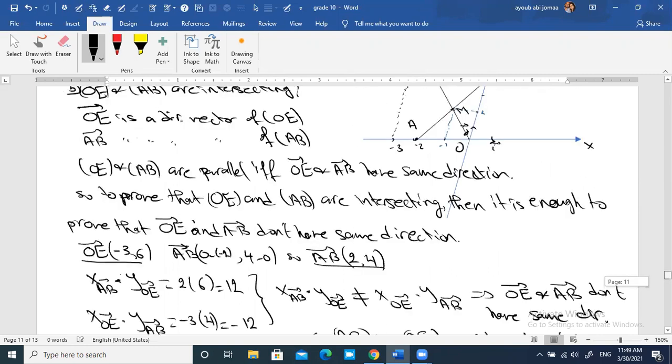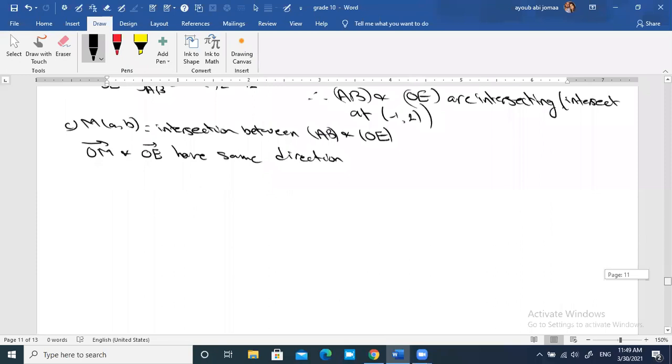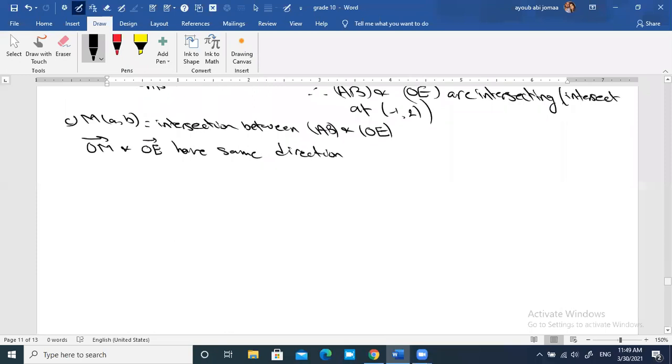If you want to say collinear, it doesn't matter. You can say that OE and OM have the same direction because O, M and E are collinear. M is on the line, it belongs to the line OE. It is the intersection. Right. What are the components of vector OM?